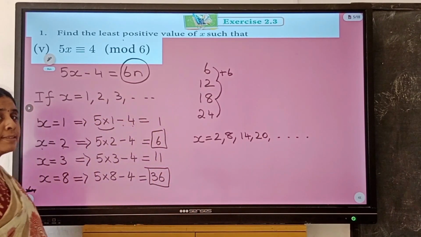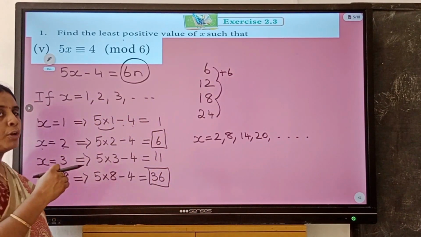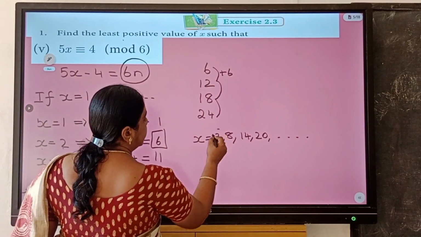But what is the question given? Least positive value. So which is the least value?